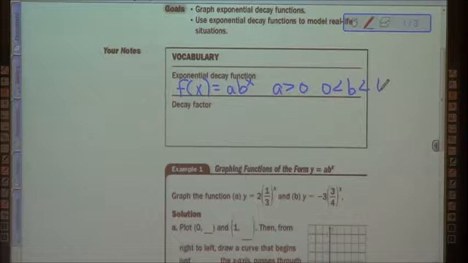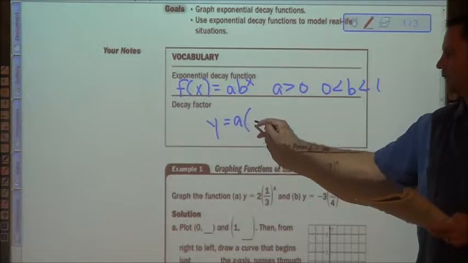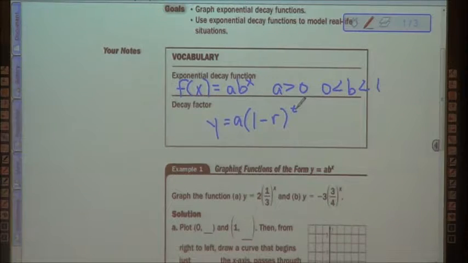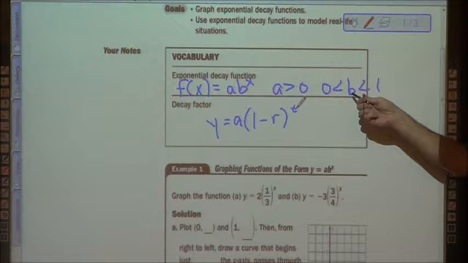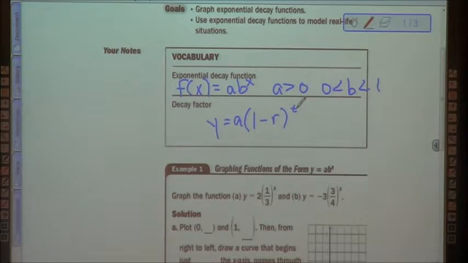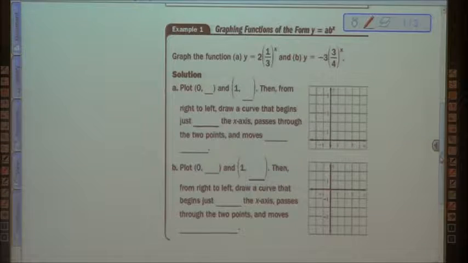Now we had the growth factor on 8.1, and we're going to have the decay factor on this. That model is y equals a times 1 minus r to the t power. The growth factor is 1 plus r. So we're going to have a fraction as the base when it's decay, and 1 minus r in my decay factor model. The graphing is pretty much the same. When you graph these functions, just pick 2 or 3 x's, figure out what the asymptote is going to be, and curve it into the asymptote.